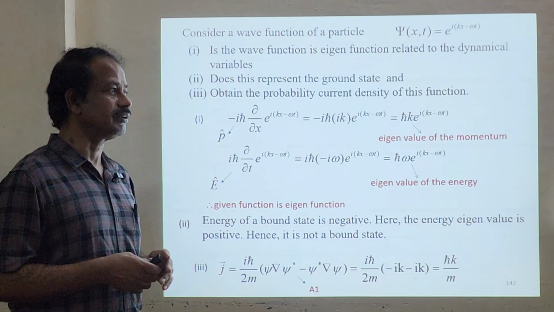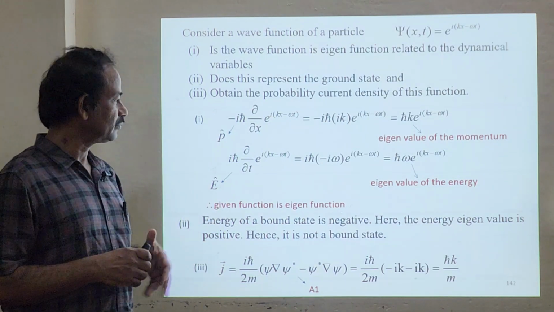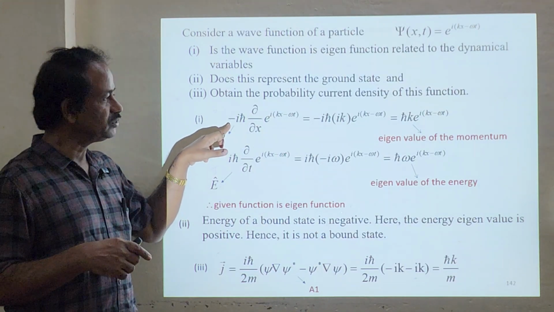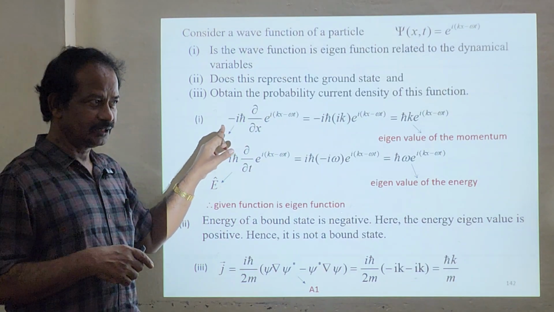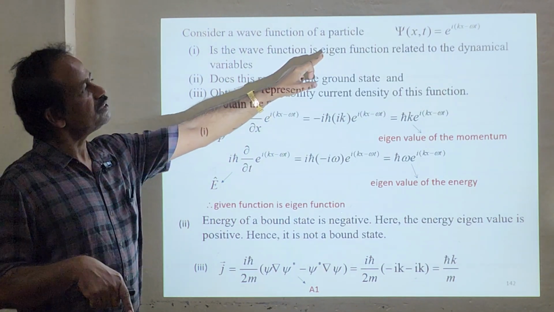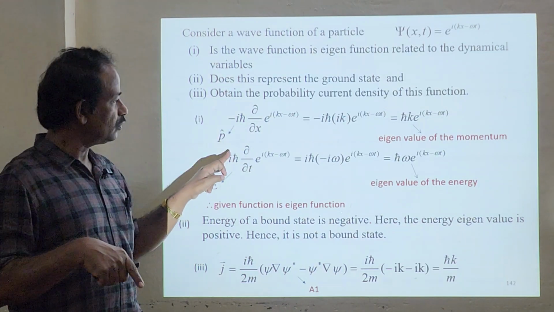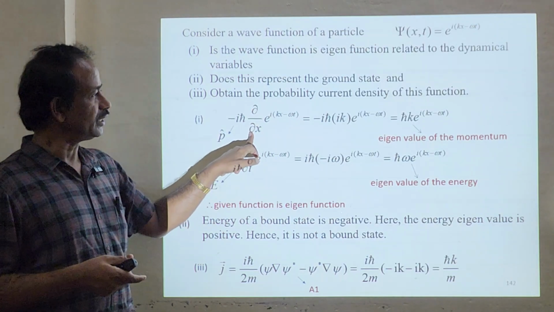So they are all dynamical variables associated with the observables, associated with the operators. Okay. So p equals minus i h cross del. Just differentiate with respect to x, that will give you the momentum value. Okay, it's an observable. Is the wave function an eigenfunction related to the dynamical variables or not? First, the observable we are going to find out. So now differentiate with respect to x.